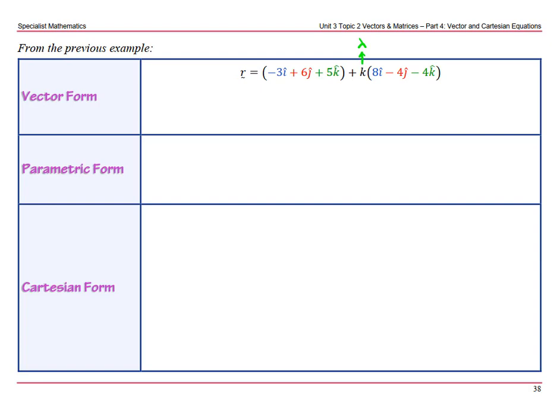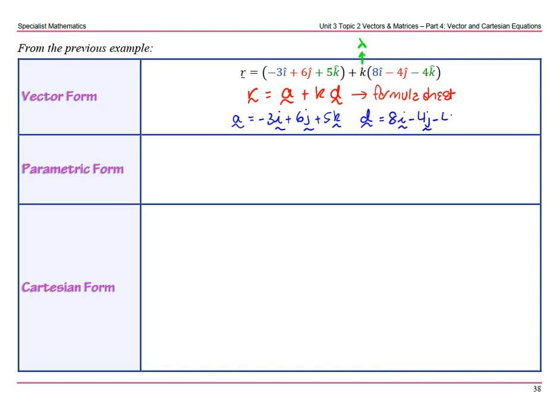So that is in the form of r equals a plus kd. So it is our vector form, remembering that that is on your formula sheet. So in this case, our a would be -3i + 6j + 5k. And our d would be 8i - 4j - 4k. So this here is our vector form.